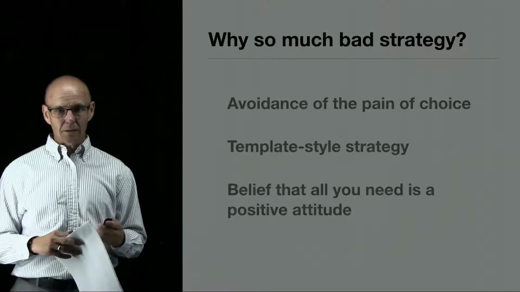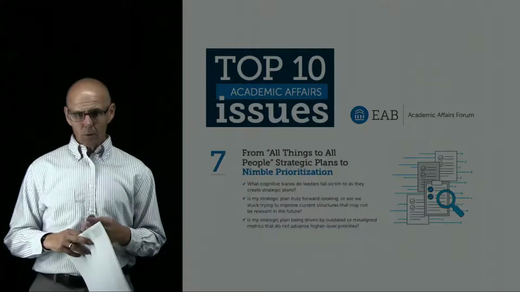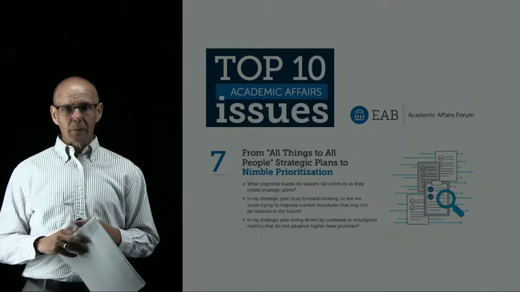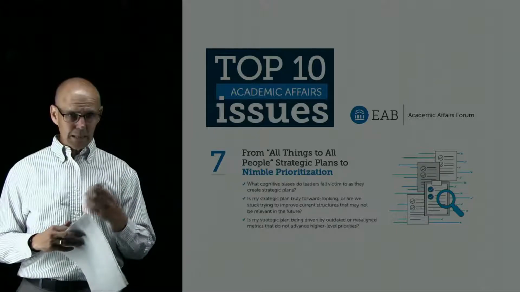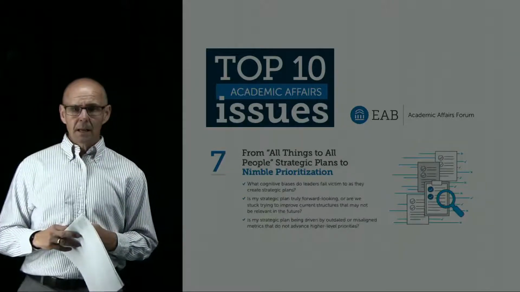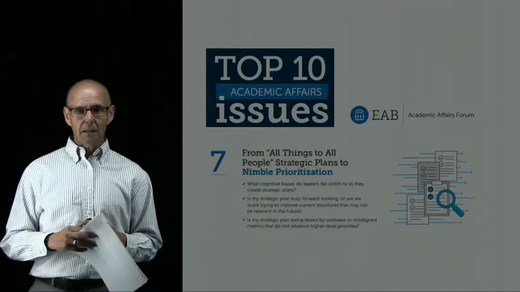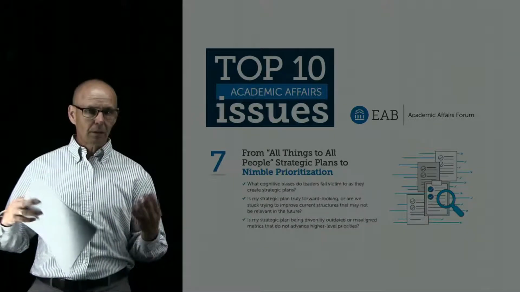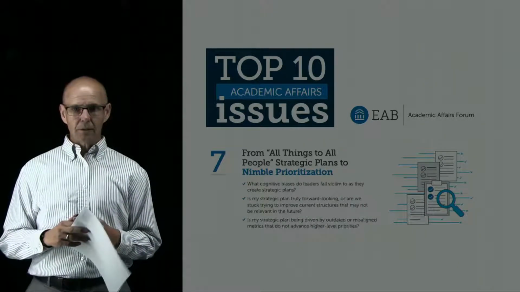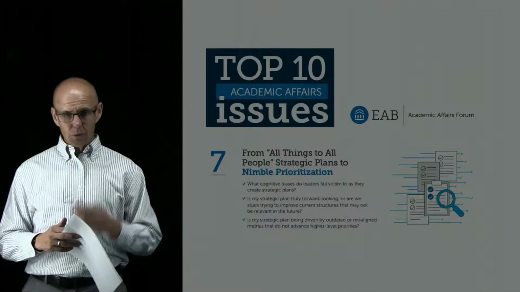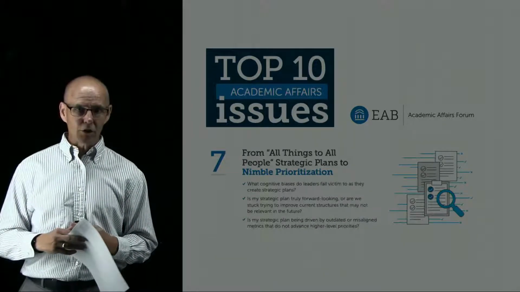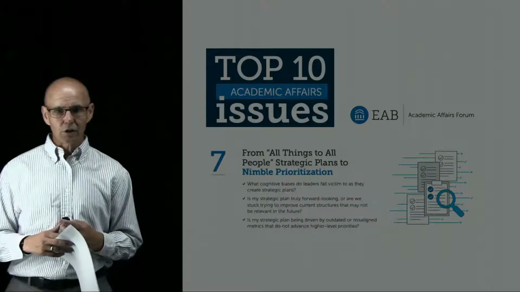One of the things that happened this week that I thought was really interesting is, as I was thinking about this material in this lecture, I got a message from a colleague in our provost's office sharing an article from EAB. EAB is a consulting firm that the university works with fairly extensively. They had published the top 10 issues in academic affairs across all universities in the United States. I'm a sucker for top 10 lists, and so I was reading through it, and I got to number 7, which was, quote, "From all things to all people strategies, strategic plans to nimble prioritization."